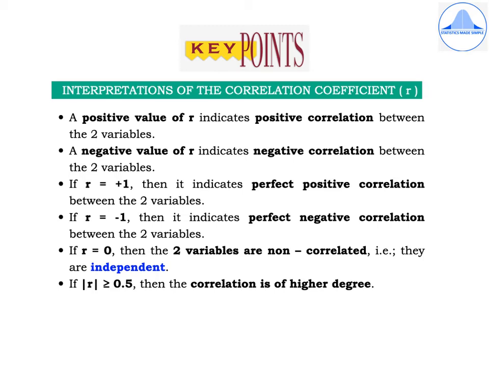If R is equal to 0, then the two variables are non-correlated, that is, they are independent. And if modulus of R is greater than or equal to 0.5, then the correlation is of higher degree. Learn these interpretations as it will help us to write the conclusions for solving the problems based on correlation.